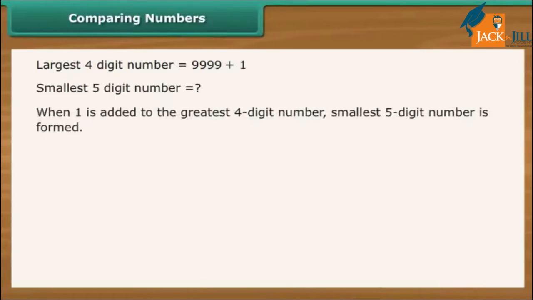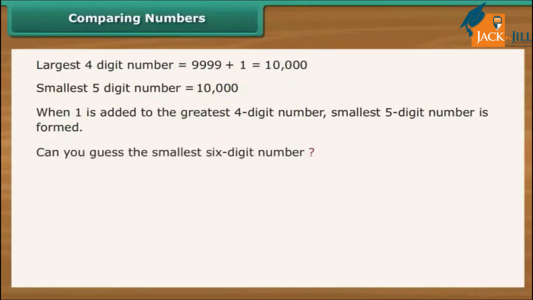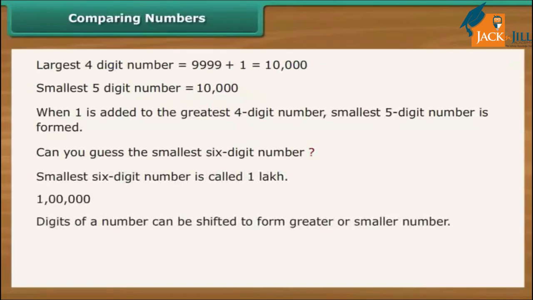Let us find out. On adding 1 to 9,999, we get 10,000, which is smallest 5-digit number. Can you guess the smallest 6-digit number? Smallest 6-digit number is 1 lakh. Digits of a number can be shifted to form greater or smaller number. Let us see how.